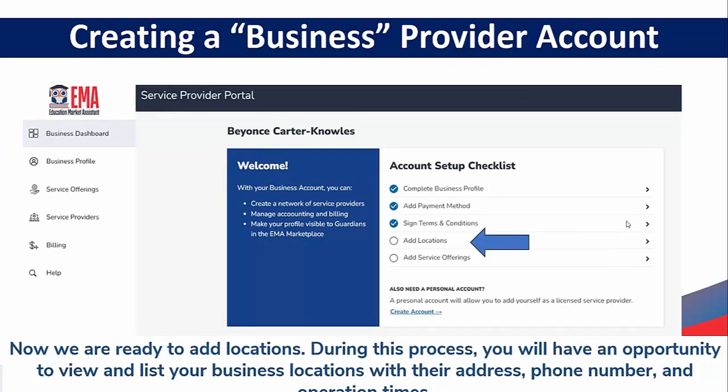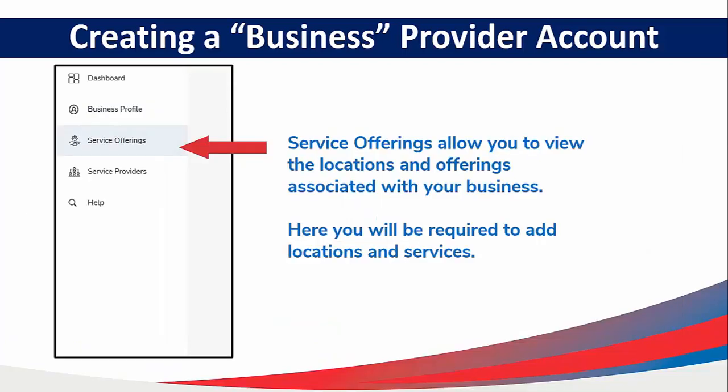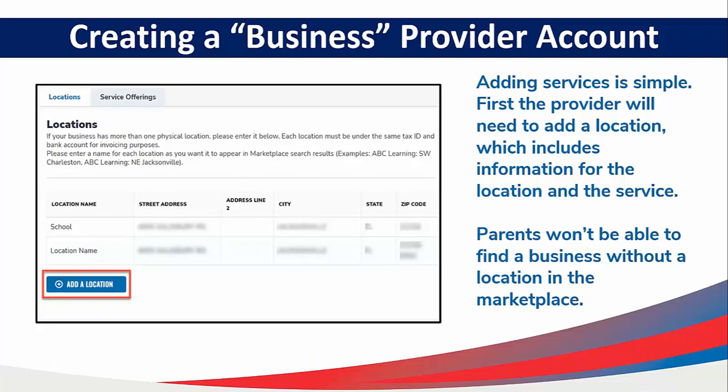Now we are ready to add locations. Here you will have an opportunity to list your business locations with their address, phone number, and times of operation. Let's add some locations. Service offerings allow you to view the locations and offerings associated with your business. You will be required to add locations and services here. Adding services is simple. First, the provider will need to add a location, which includes information for the location and the service. Parents won't be able to find a business without a location in the marketplace.